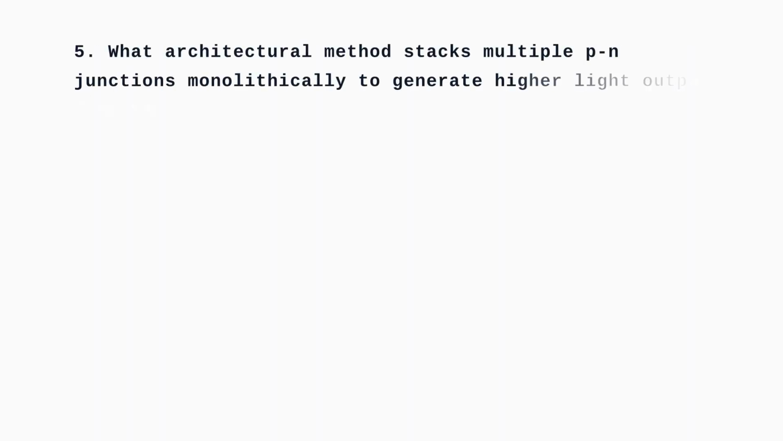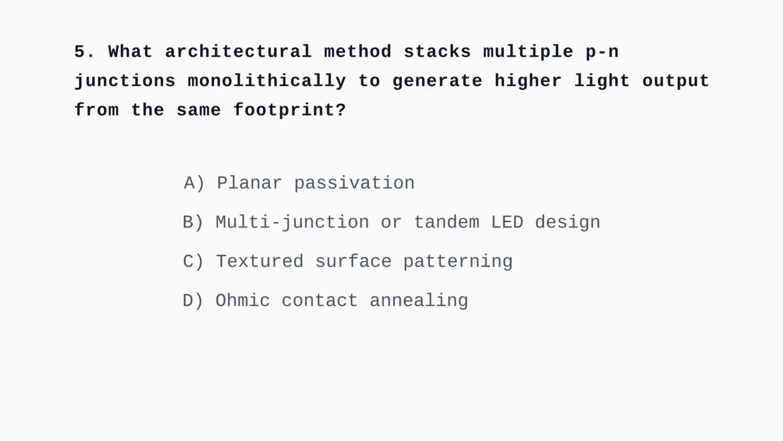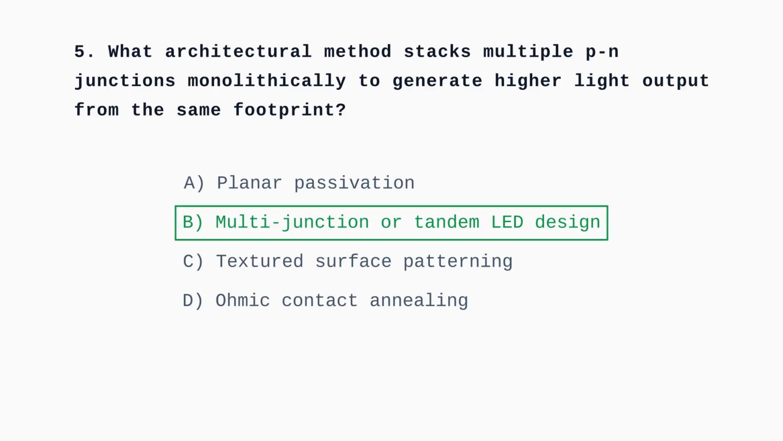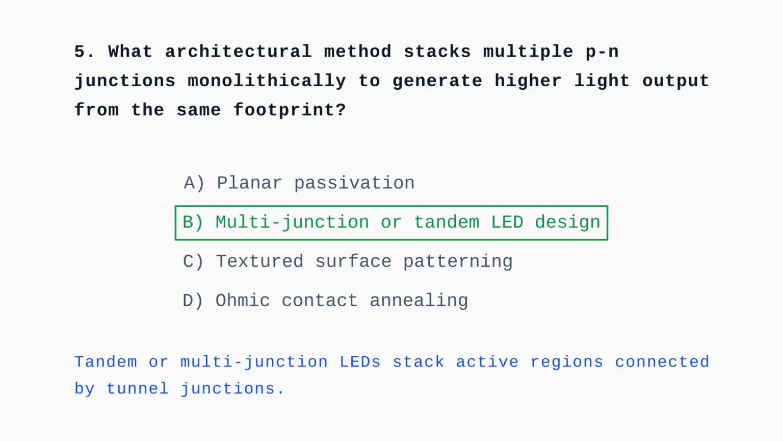Question 5. What architectural method stacks multiple p-n junctions monolithically to generate higher light output from the same footprint? By stacking multiple active p-n light-emitting regions vertically, separated by highly conductive tunnel junctions, a tandem LED can generate multiple photons per injected electron.